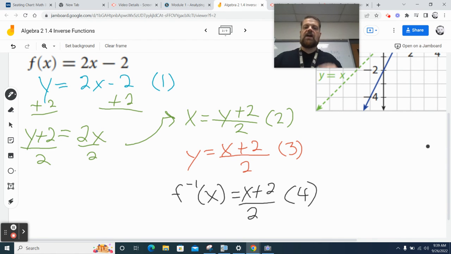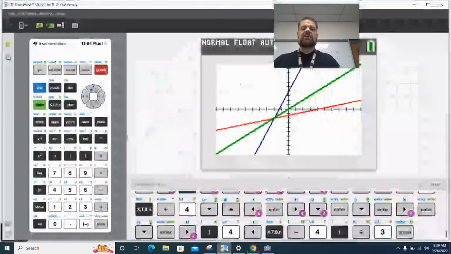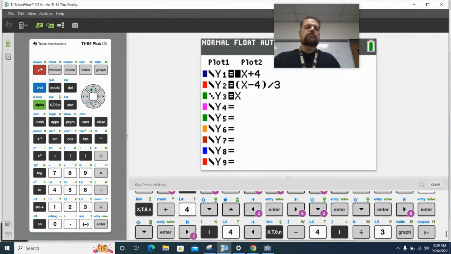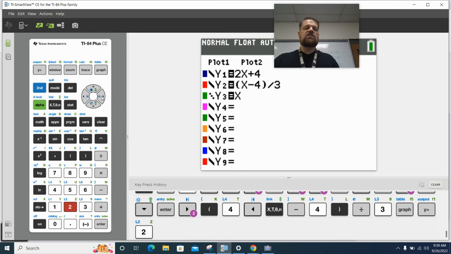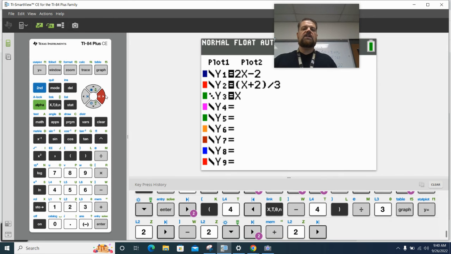Well, we verify by graphing. So go to your handy dandy calculator. What was it? 2x minus 2? Yeah. And then it was, what was it? X plus 2 divided by 2? Yeah, I think. Is that right? Did I plug it in right? Okay. I'll leave that up there for a second. Everybody plug this in your calculator. I know some of you are writing it down. I'll wait.